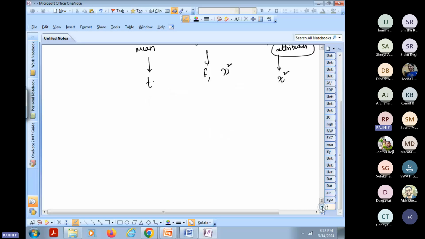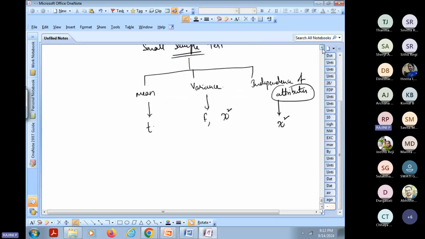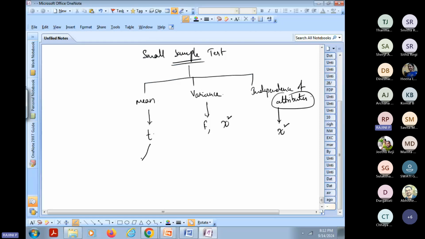Again you need to remember, if we are having one sample, we apply t-test for single mean. If we are having two samples, and the two samples are dependent, then we apply the paired t-test. If the two samples are independent, we apply the t-test for two means. And next one, F test.